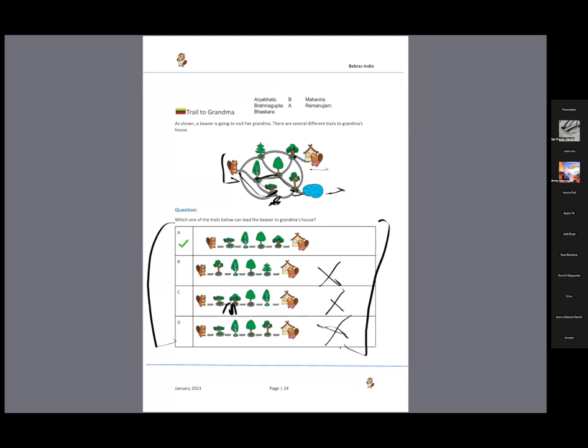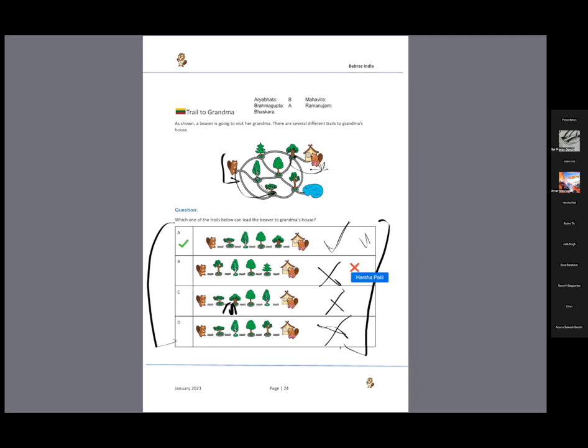And option A is correct. Because if we look at option A, you can see that it goes first to the bush-like tree, then from there to here, and then here, and it goes to the big tree, then reaches the grandmother. That's why option A is the right answer. Another way you can see this is by looking at the last tree and seeing that only in option A does it actually end before the grandmother. And so there also you know that it has to be option A. Does anybody have any doubts?